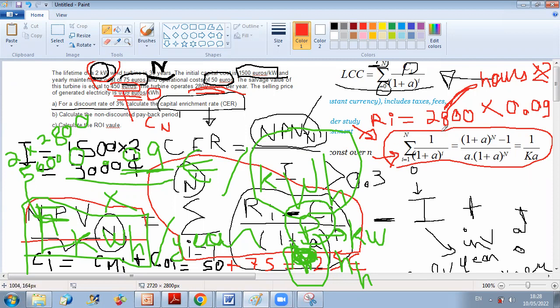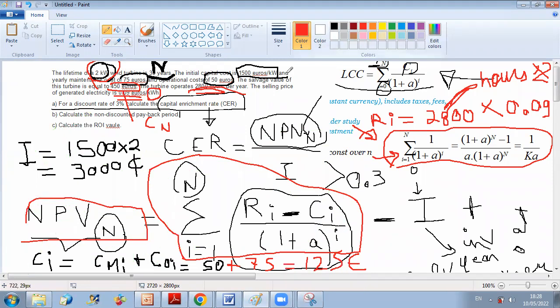Okay, so now after you set this equation, you put the condition. The condition is that you want to calculate the CER. So you have everything. You just have to plug in your terms. You have the discount rate. Please pay attention. It's a percentage. Nobody should put 3 in the equation. It's not 1 plus 3. It's 1 plus 0.03. So you divide by 100. It's 3 over 100.